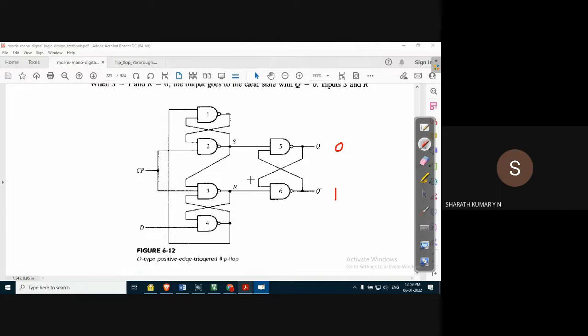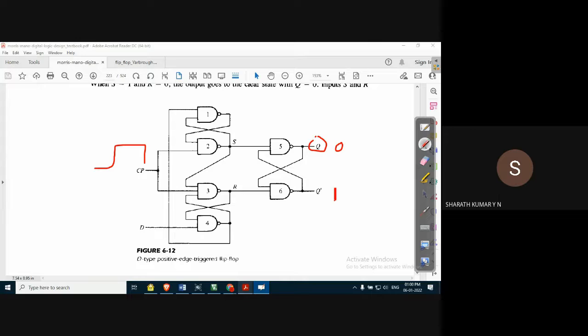Okay, this input is zero. This input is one. The output of Q now should depend on the other input, because one input is one, the output depends on the other input. Whereas in this case, Q dash is 1 because one of the inputs is already 0. Okay, fine. Now observe the input stage, which is the clock pulse.